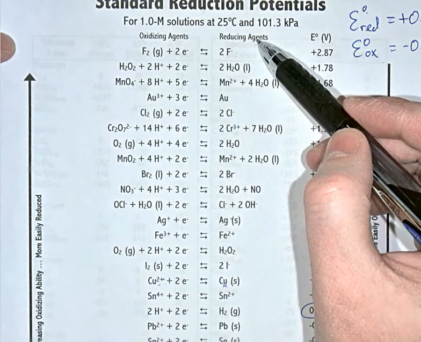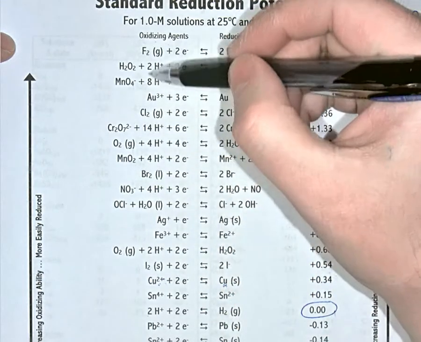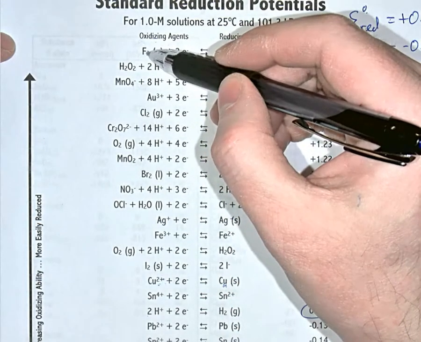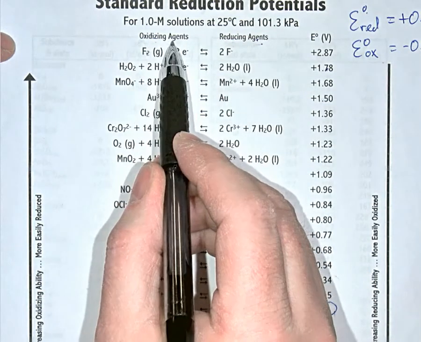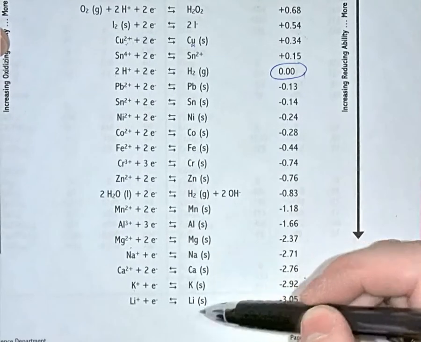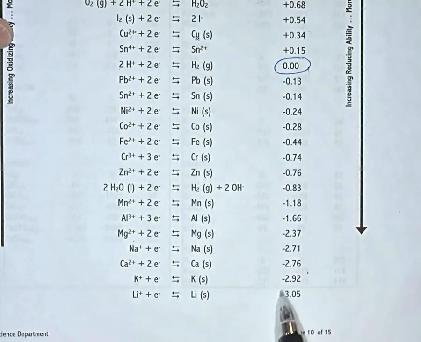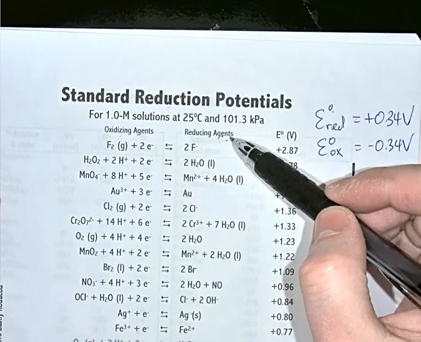Okay, so notice the titles at the top there. The greater your potential, the greater your likelihood to be reduced. So therefore, the substances highest up on the chart, fluorine, for example, which is the very highest, would be the strongest oxidizing agent. On the other hand, lithium is at the very bottom right. Lithium's oxidation potential would be positive 3.05 volts. So lithium would have the greatest oxidation potential on this chart, so lithium would be the most likely to be oxidized, so lithium would be the strongest reducing agent.